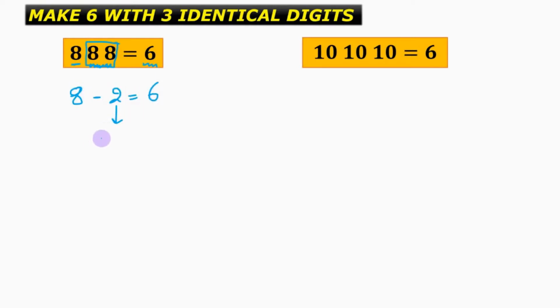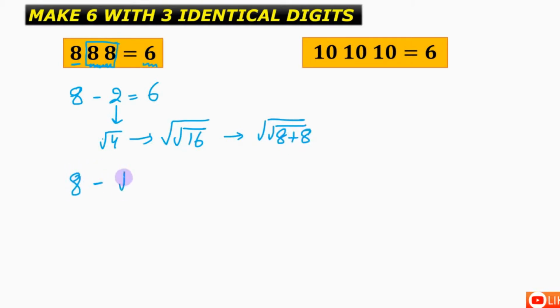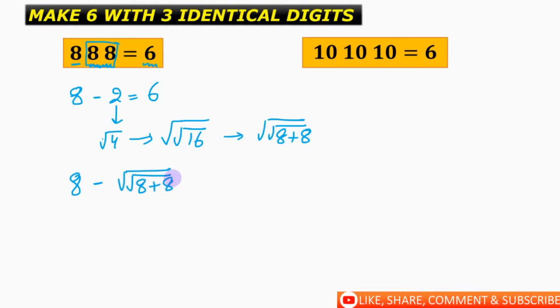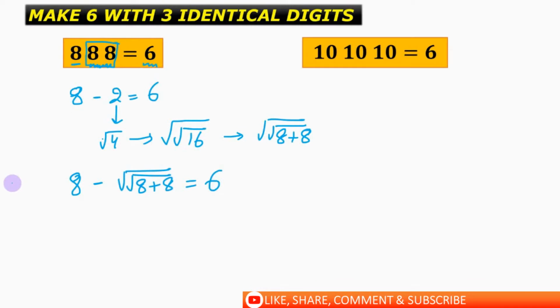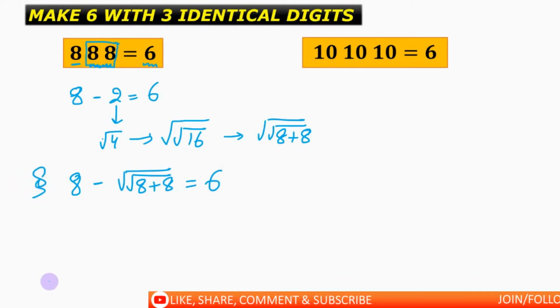This 2 can be written as under root of 4, which can be written as under root of 16, and which can be written as under root of 8 plus 8, and hence one of the solutions will be 8 minus under root of 8 plus 8, and that is equal to 6. Okay, so this is solution number 1.